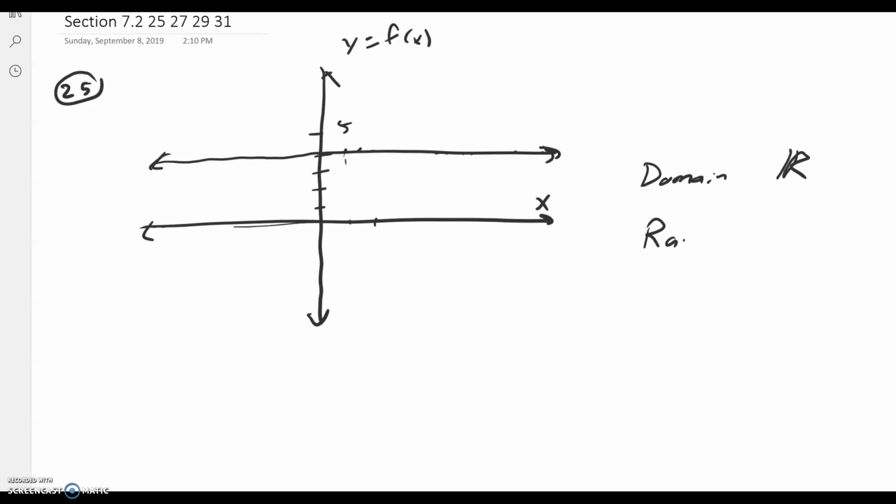Now the range is all the possible outputs, all the possible heights of these points. But there's not very much variation. All of these are exactly 4 high. So the range is just the number 4. That's it. Instead of being all real numbers, it's just a 4. It's easy work, but it's a confusing idea to many people.